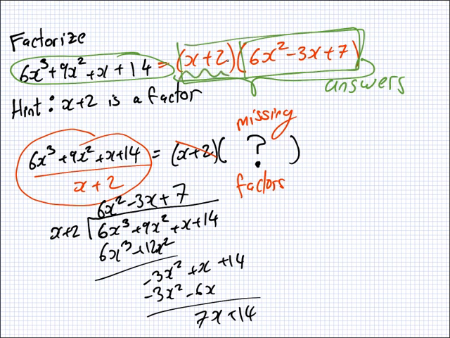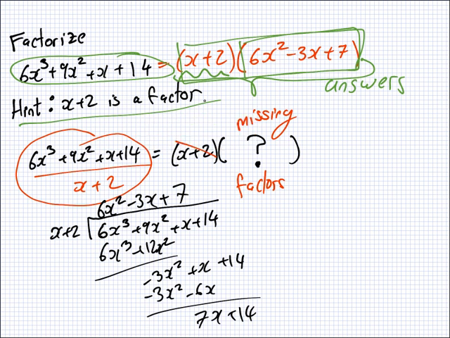It said at the start, hint: x plus 2 is a factor. You already have one of the answers. But please, in the exam, make sure you give all the factors, including the one that maybe you were given in the question. Yeah? It's a stupid reason to lose a mark, right?